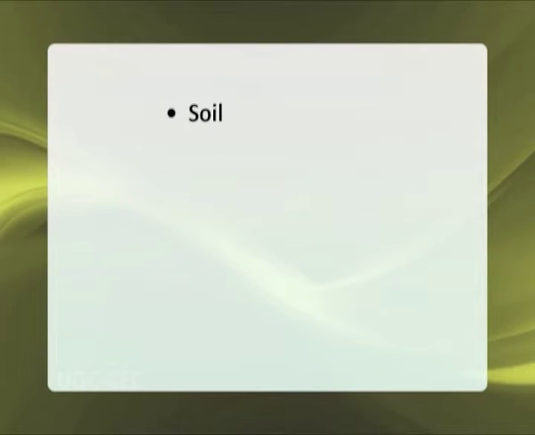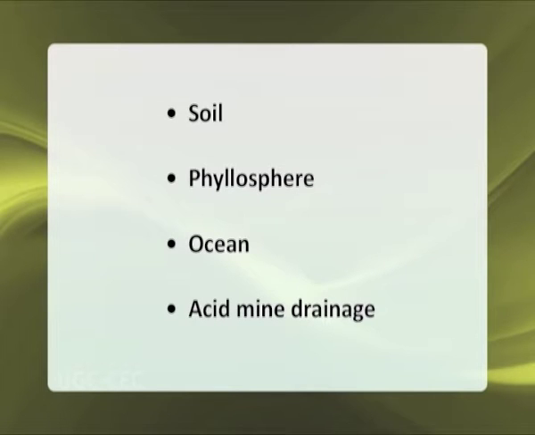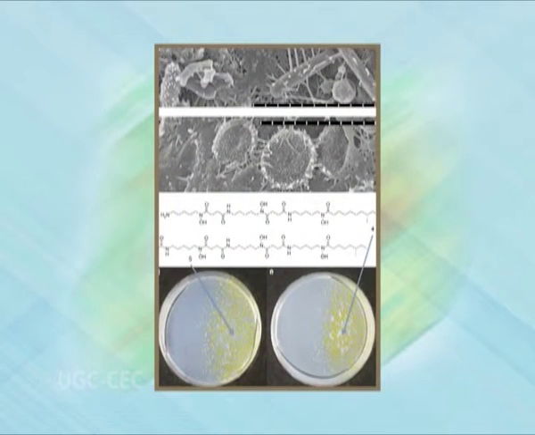In principle, metagenomic techniques are based on the concept that the entire genetic composition of the environmental microbial communities could be sequenced and analyzed in the same way as sequencing a whole genome of a pure bacterial culture. Metagenomic investigations have been conducted in several environments such as soil, the phyllosphere, the ocean, and acid mine drainage, and have provided access to phylogenetic and functional diversity of uncultured microorganisms.